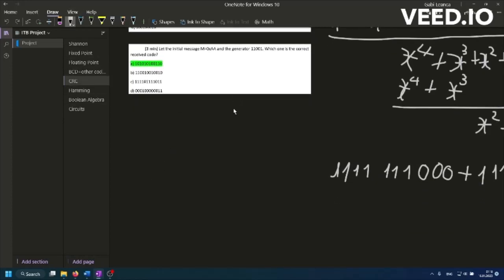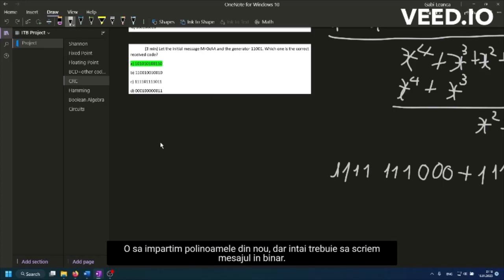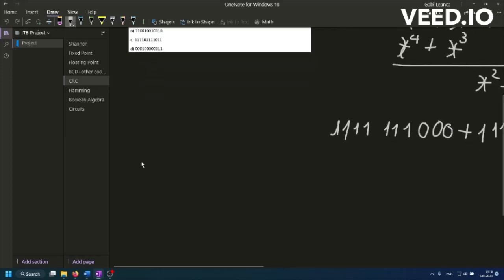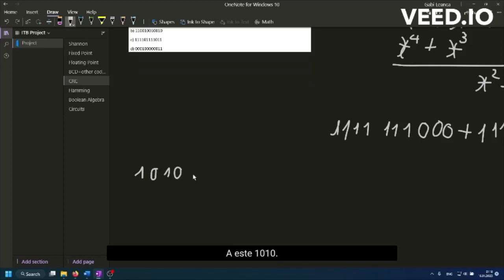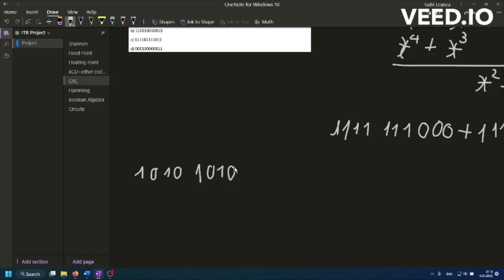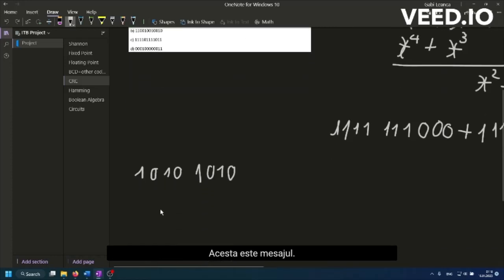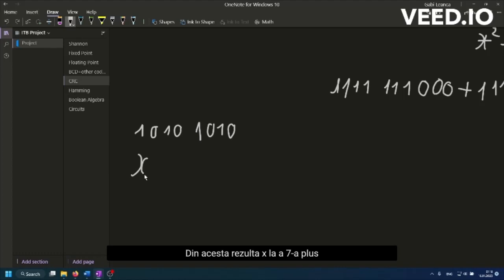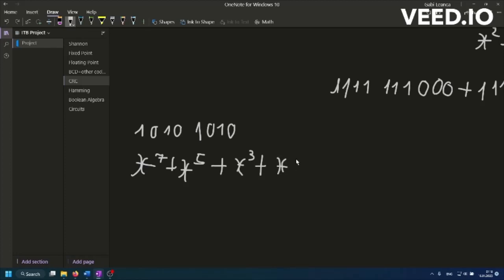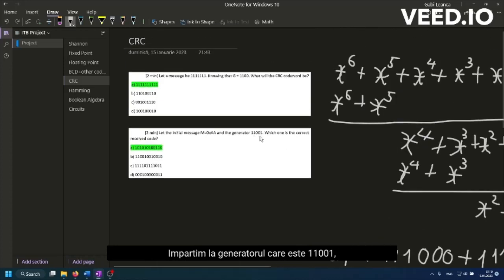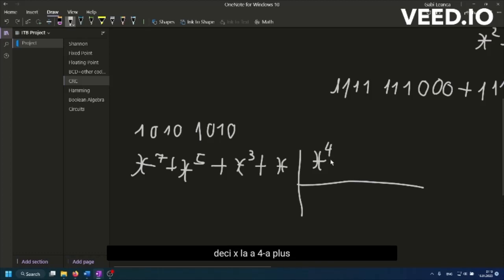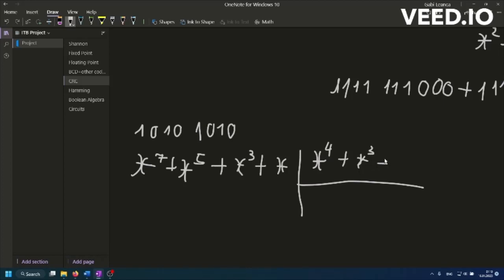So we will divide the polynomials once again, but first we need to write the message in binary. A is 1 0 1 0 and this is the message. Out of this we get x to the seventh plus x to the fifth plus x to the third plus x. We divide by the generator, which is 11001, so x to the fourth plus x to the third plus 1.